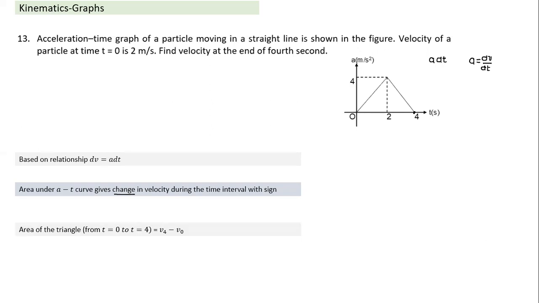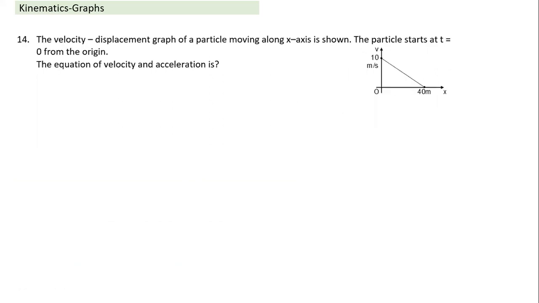How do we write this in terms of an equation? If I apply the equation between 0 second and 4 second, the change will be V4 minus V0. How do I write this? The area of the triangle from 0 to 4 will be V4 minus V0, and the V0 value is given. Whatever value is there, I'll substitute with sign. These are minor points but important points, and you should understand them well. Area under the curve gives change in velocity, not velocity.